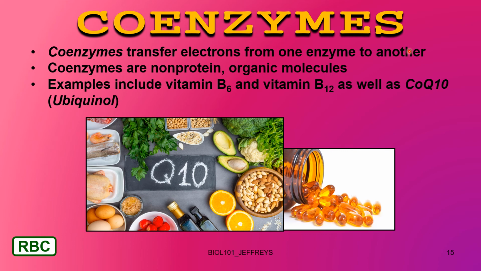Coenzymes are not used up. They just continuously flow in the milieu and they do their job. Coenzymes are non-protein, organic molecules, of course, talking about organic systems. And examples that you're familiar with are vitamin B6, vitamin B12, and you've heard certainly of CoQ10. CoQ10 is like everywhere all the time. And because of that, we call it ubiquinol. If something is ubiquitous, it's everywhere. It's all the time. It's like oxygen in the air, right? Oxygen is ubiquitous in our environment.